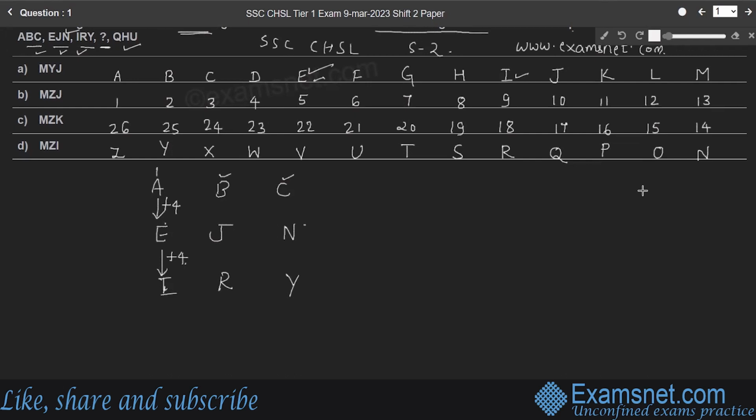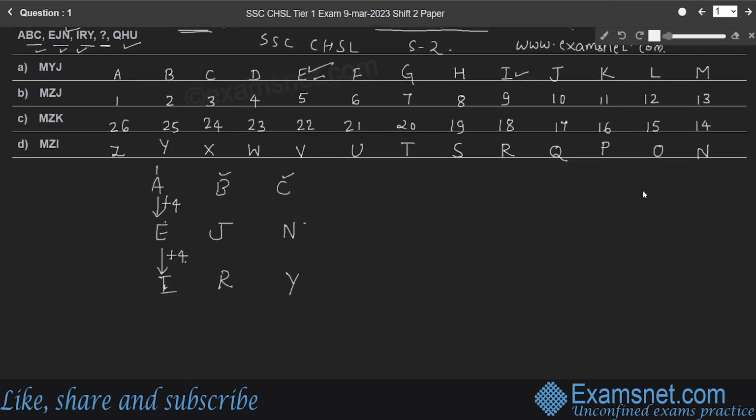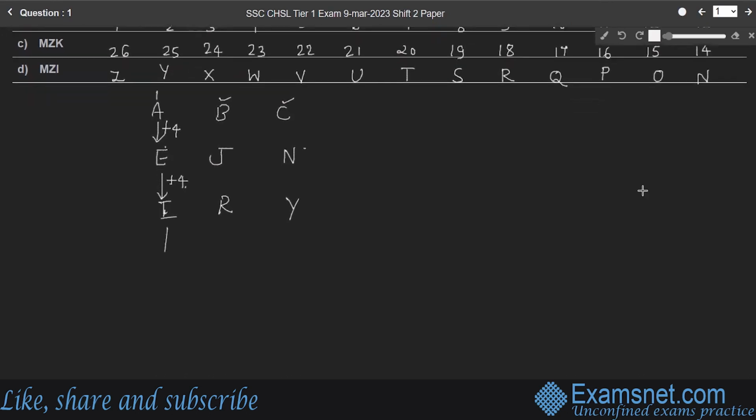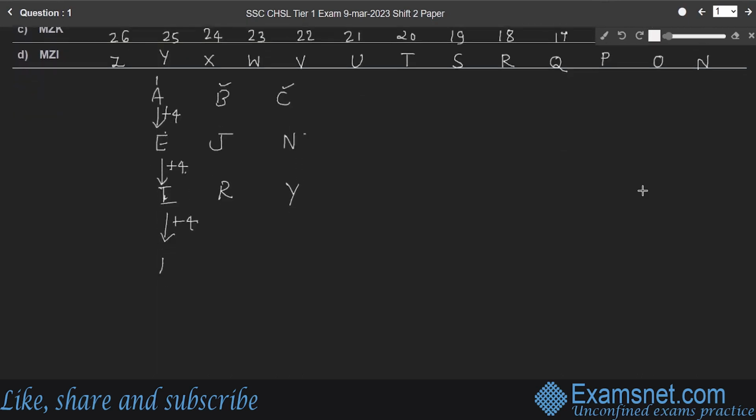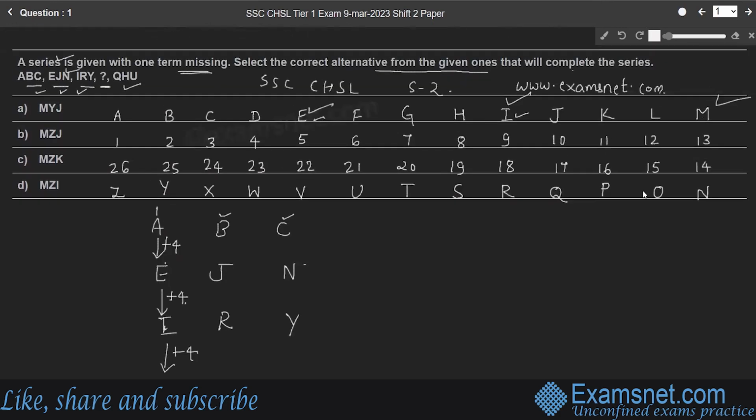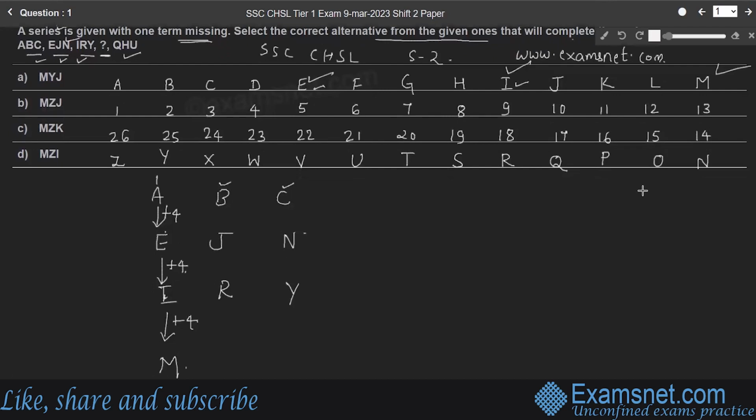So consider the fourth letter cluster. We need to find the fourth one. For that, the first letter should be I plus 4. Since I is 9, 9 plus 4 is 13, which is M. Therefore, M is the first letter in the fourth cluster. Now consider the second letters in each cluster. The second letter is B in the first one, J in the second cluster.